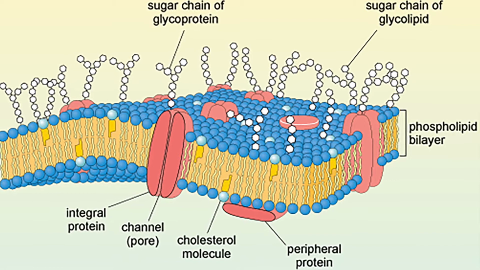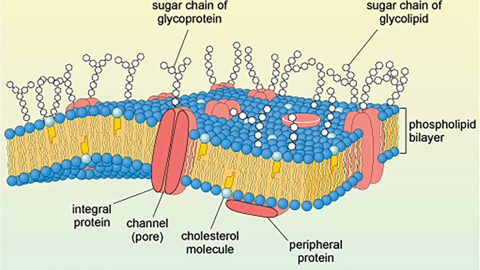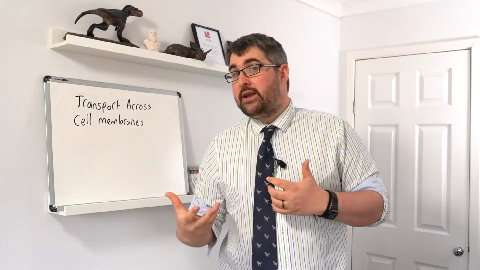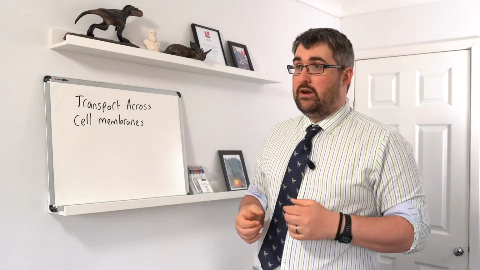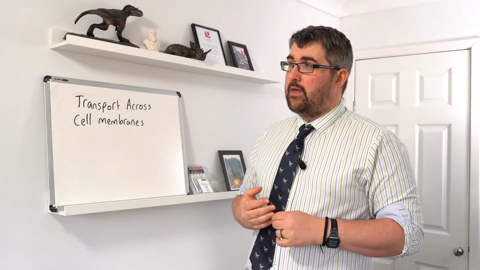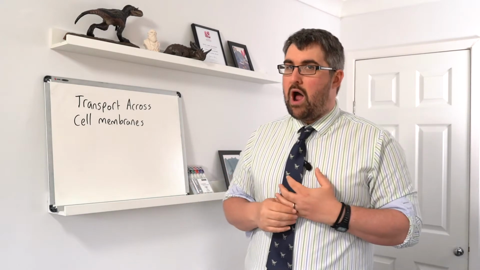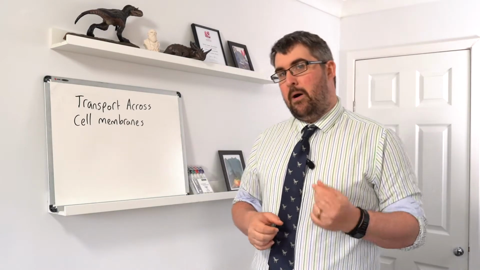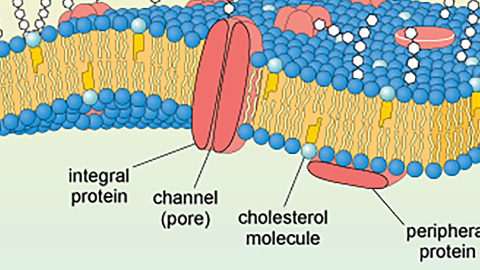So glycolipids and glycoproteins have a wide variety of roles within cell surface membranes. They're used as sort of recognition or binding sites, so for things like hormones or white blood cells can recognize and bind to them. They can also be used for cell-to-cell linkage and things like that. So quite a wide variety of roles, those glycolipids and glycoproteins. The other component of cell surface membranes is cholesterol. So cholesterol is a lipid.